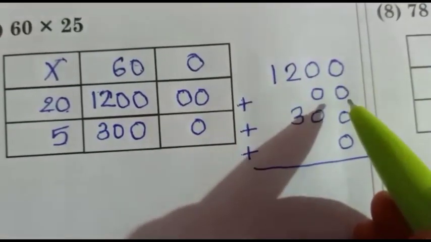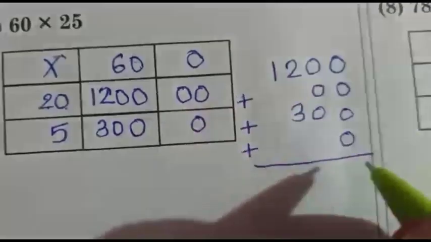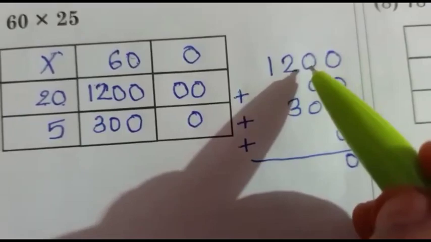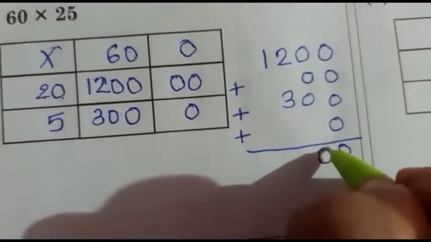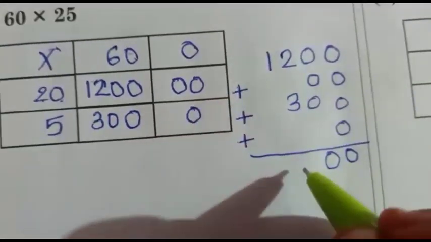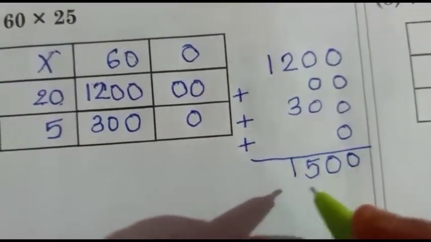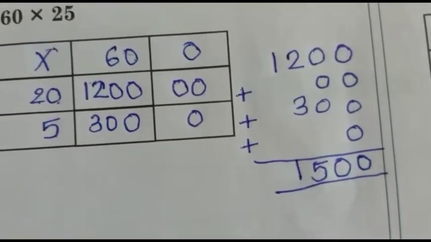So 0 plus 0, 0, 0 plus 0, 0 and 0 plus 0, 0. So your answer is 0. Again here 0 plus 0, 0, 0 plus 0, 0. 2 plus 3, 5 and 1 will come as it is. So the answer is 1500. Answer is 1500.